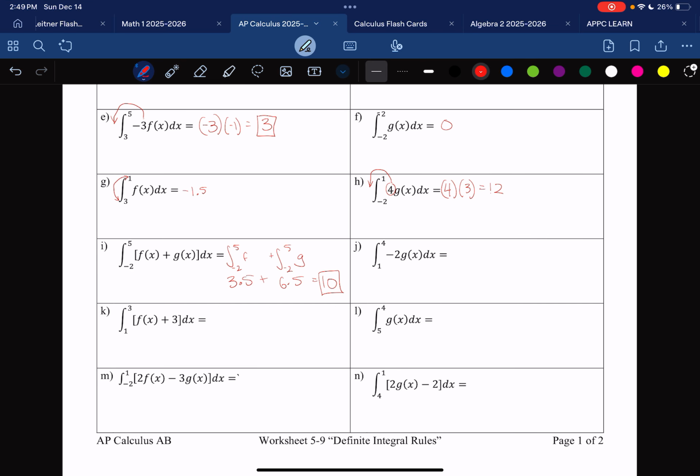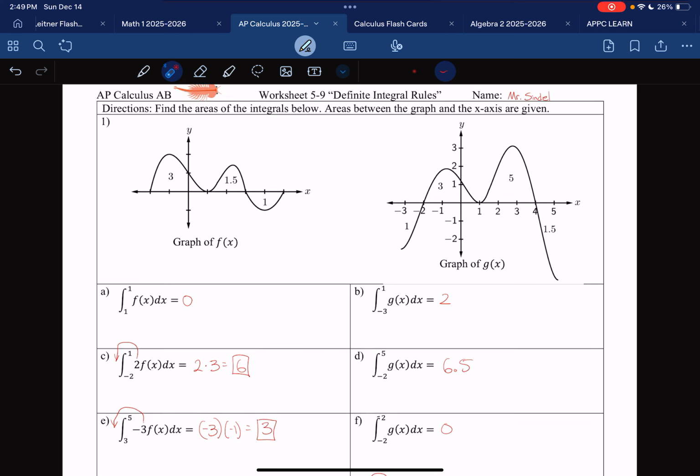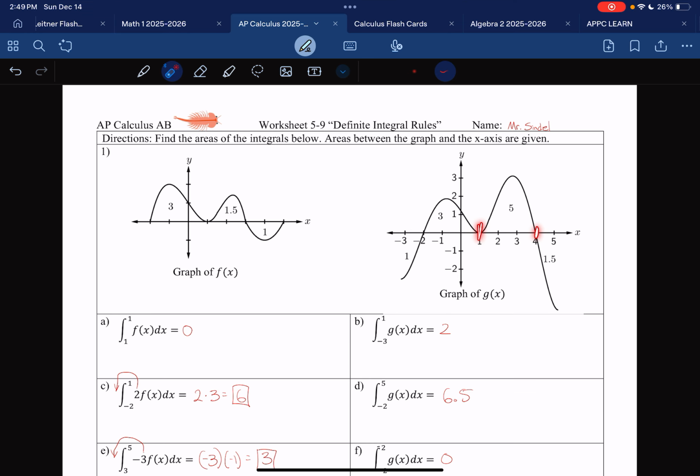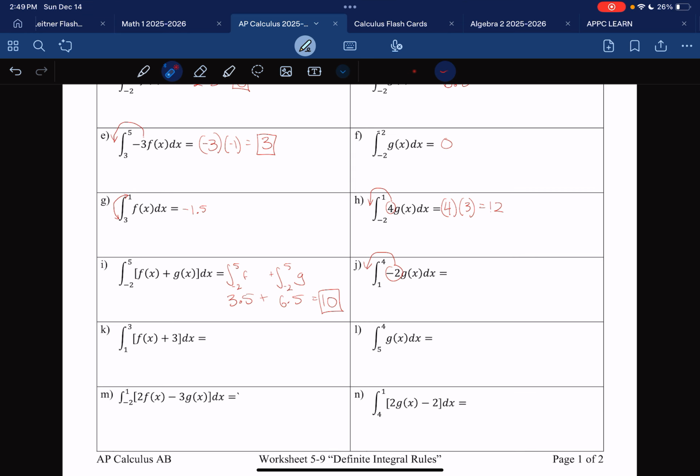All right, what about J? Again, I have a -2 that I'm going to pull out, and I'm going to go from 1 to 4 of G. From 1 to 4 of G is 5. So this is really -2 times 5, which is -10. I guess I can box it because there's other work there.